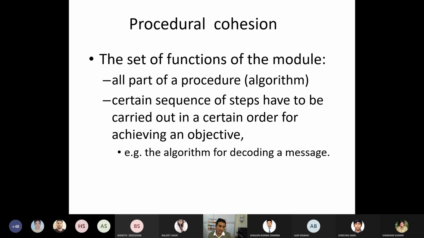So you can think of an algorithm for decoding a message. So you can see the steps as part of encoding or decoding a message, you understand, right? So maybe first you will be doing something, thereafter you will be doing something, and thereafter you will be doing something. So this way.